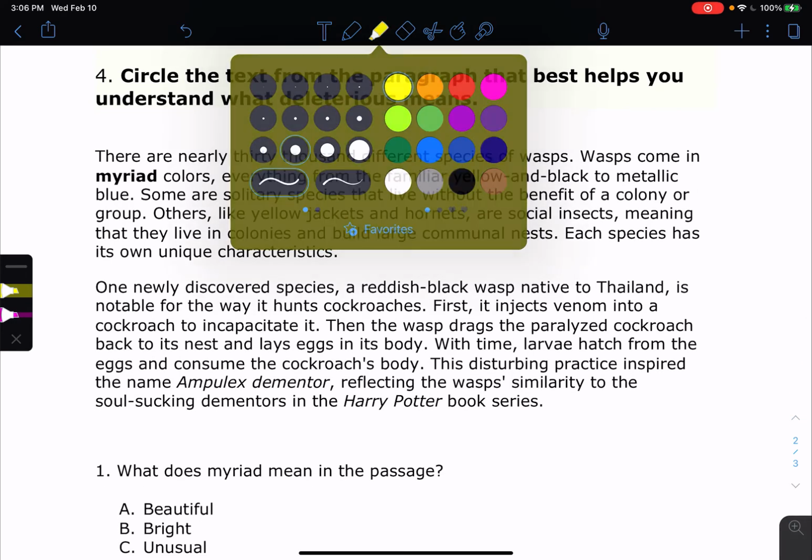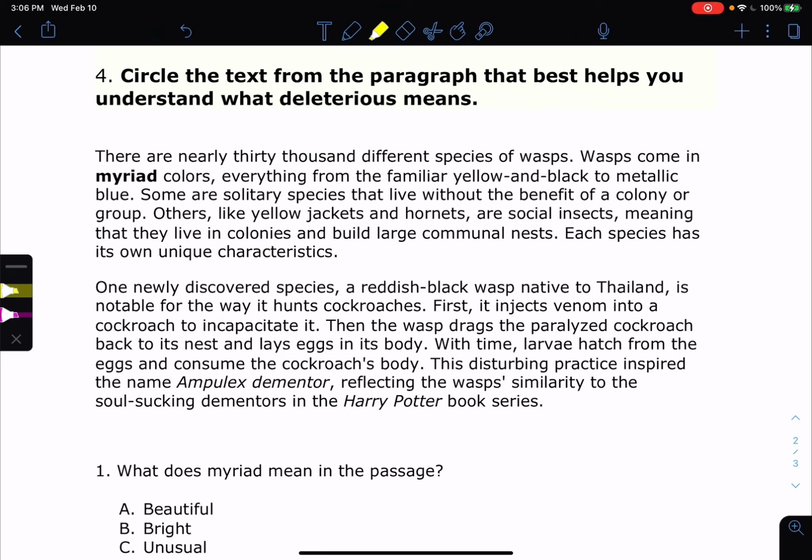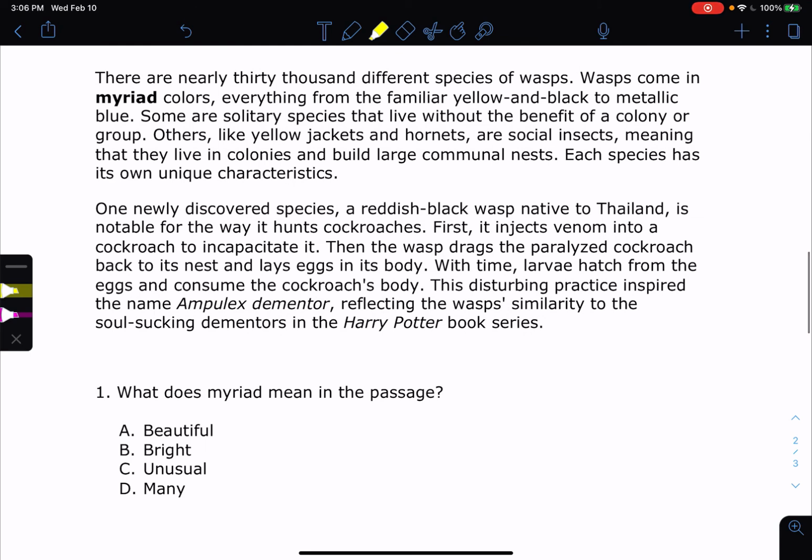Let's pick yellow. Circle the text from the paragraph that best helps you understand, we did that one already. There are nearly 30,000 different species of wasps. Wasps come in a myriad of colors. This is what we're trying to figure out. What context clue are we going to use from the text to help us understand what this word means? Myriad. And this is it. Everything from the familiar yellow and black to metallic blue.